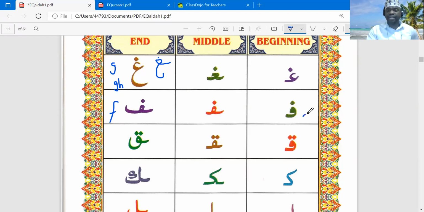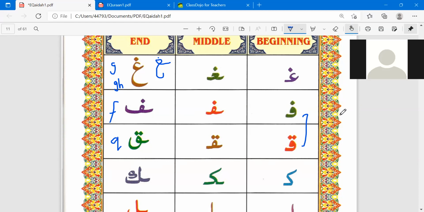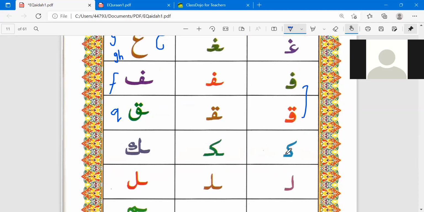The fa and the qaf, they are family, but the difference is qaf has got two dots. Qaf. This is the sound of the qaf. Qaf is different from ka. So this is the letter qaf. Qaf. Fa. Then qaf. So qaf, and we have the ka.